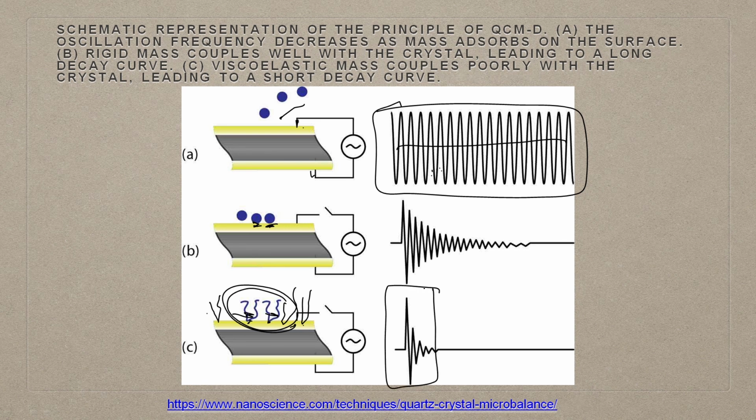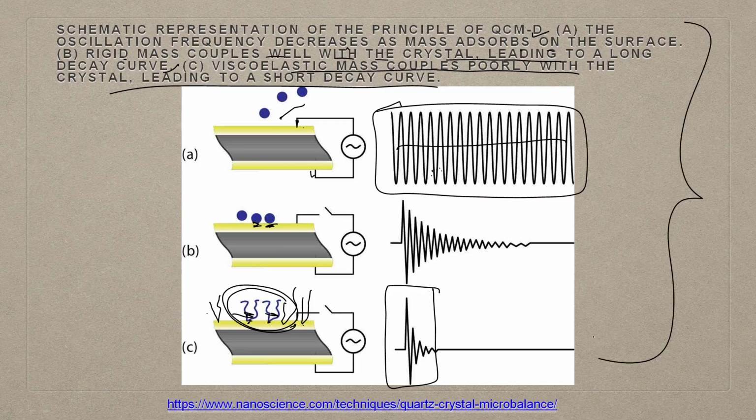So, this is a schematic representation of the principle of QCM-D. The oscillation frequency decreases as mass is adsorbed on the surface. The rigid mass couples well with the crystal, leading to a long decay curve. The viscoelastic mass couples poorly with the crystal, leading to a short decay curve. Now, these are the most basic fundamentals of understanding how QCM-D works. Thank you.